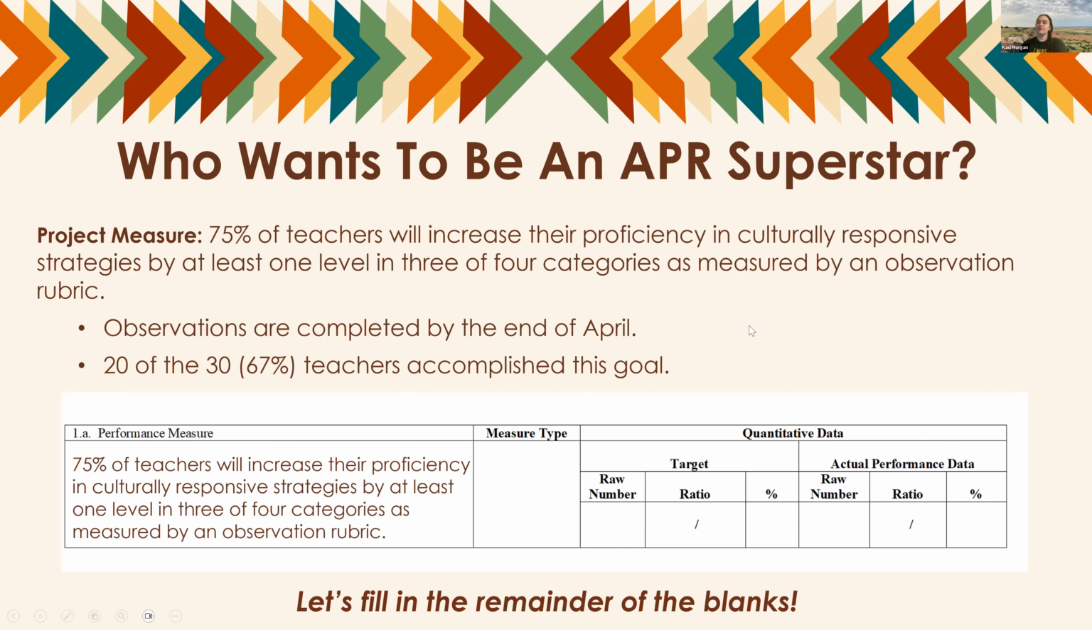So for this measure, we have 75% of teachers will increase their proficiency in culturally responsive strategies by at least 1 level in 3 of 4 categories as measured by an observation rubric. All the observations and their data are completed by the end of April, so prior to the reporting deadline. And in this case, our actual data was at 20 of the 30, or 67% of the teachers accomplished this goal.